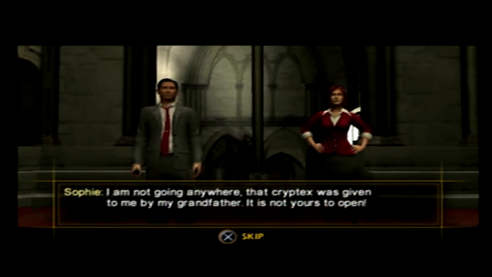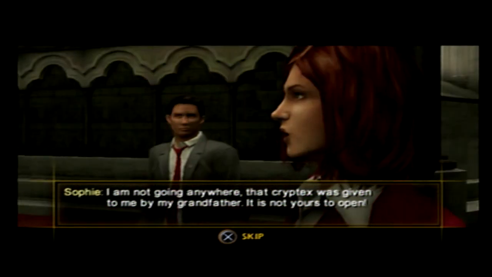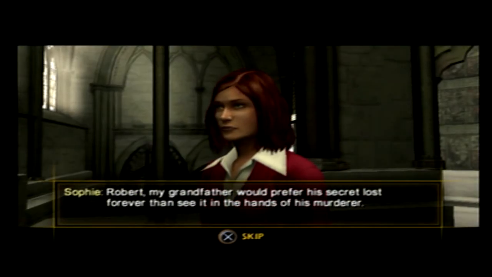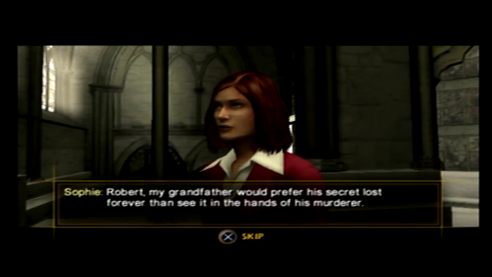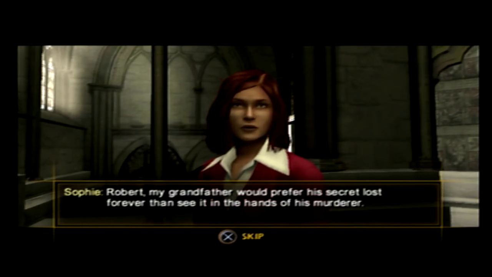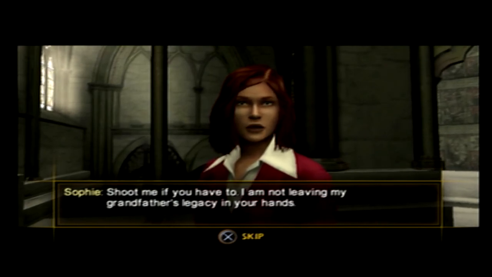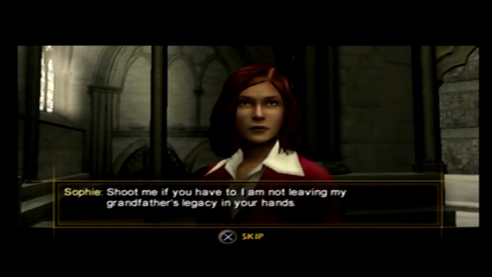That cryptex was given to me by my grandfather. It is already solved. Sophie, please. You're in danger. I'm trying to help you. Robert, my grandfather would prefer his secret lost forever than see it in the hands of his murderer. Shoot me if you have to. I am not leaving my grandfather's legacy in your hands.